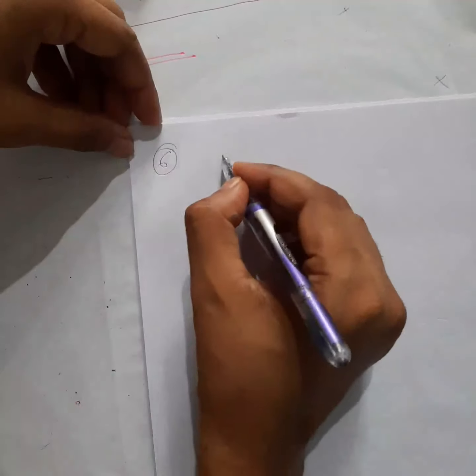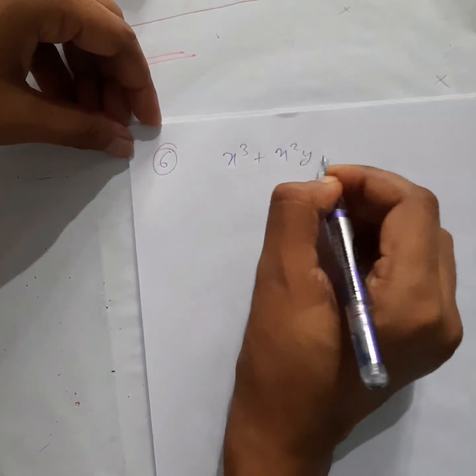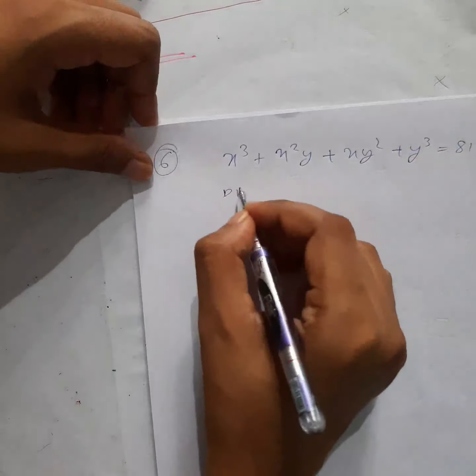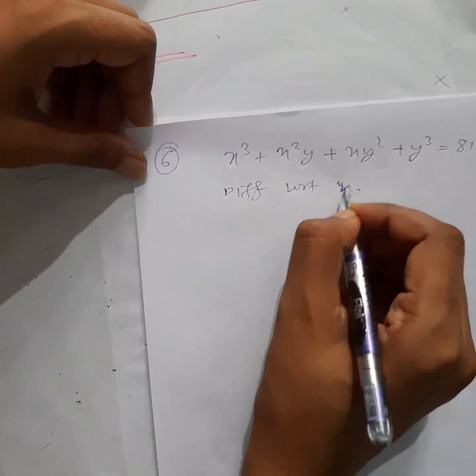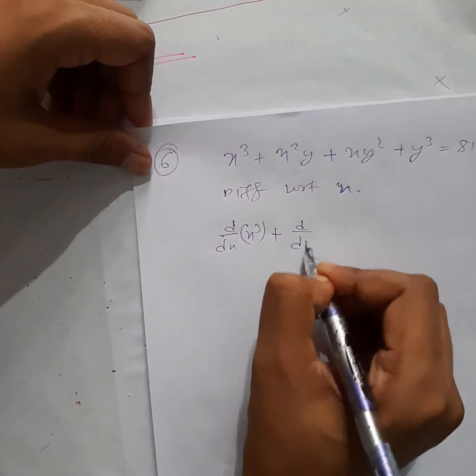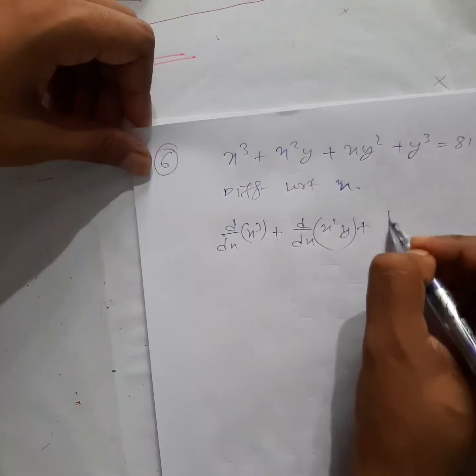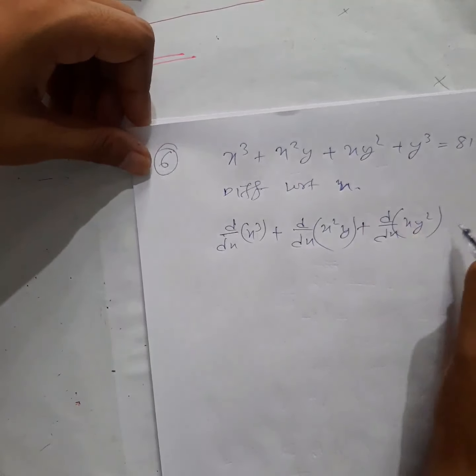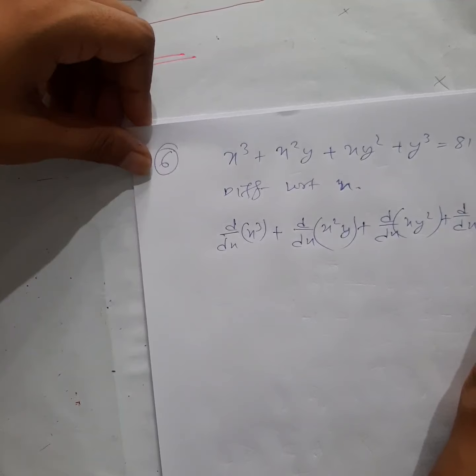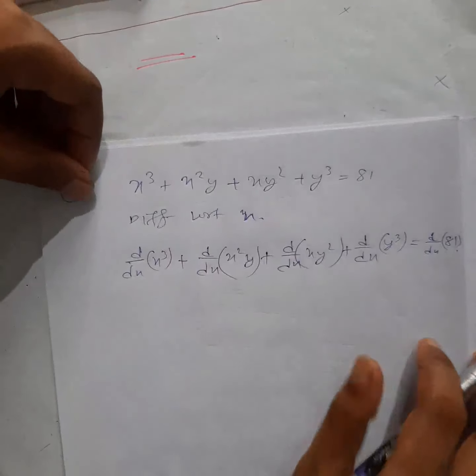So next question is question number 6. Number 6, what it is: x cube plus x square y plus xy square plus y cube is equal to 81. So differentiating with respect to x, ddx of x cube plus ddx of x square y plus ddx of xy square plus ddx of y cube is equal to ddx of 81. This is quite lengthy but simple again. So this is 0, you know, right? So let's differentiate this one.